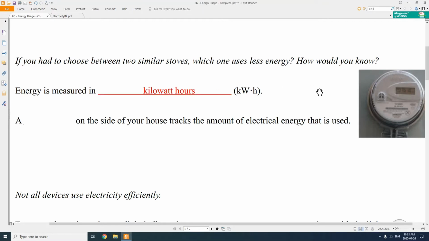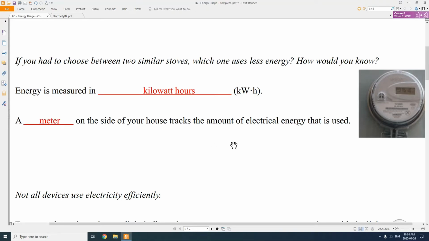So energy is measured in something called kilowatt hours. A watt is an amount of energy. Kilowatt just means 1,000 watts. And then hours is the amount of time you're using that power for. So kilowatt hours, that's what we measure energy in.